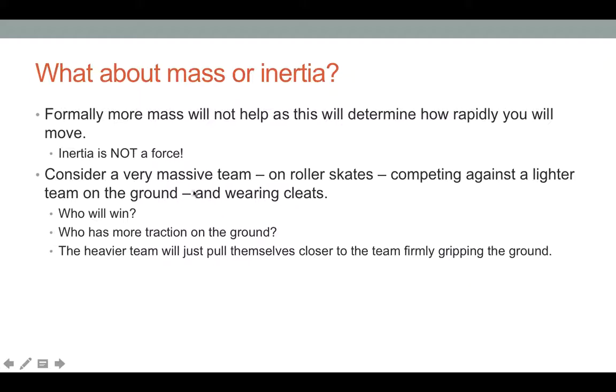We'll take a very massive team on one side, but we're going to put them on roller skates. We're going to put a much lighter team on the other side. They're going to be on the ground, and we're going to allow them to wear cleats. Note who's going to win. Obviously, the team on the roller skates, even though they're more massive, is not going to win. They have no traction on the ground. All the heavier team is going to do is, as they pull on the rope, they're just going to pull themselves closer to the other team. Their mass will determine how rapidly they will move in response to that force. The mass doesn't help them.